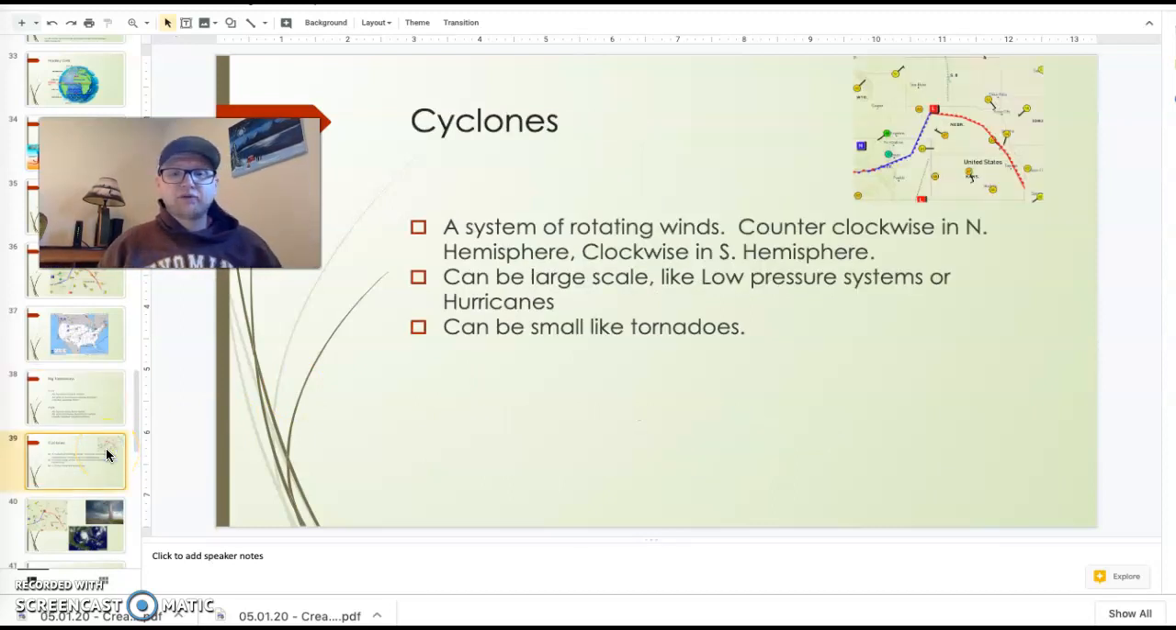And this kind of relates, well, definitely relates to cyclones. There are many different types of cyclones, but one of them are like these low pressure systems. A cyclone is simply a system of rotating winds. So rotating air is a cyclone. They go counterclockwise in the northern hemisphere, clockwise in the southern hemisphere. They can be super large scale like our low pressure systems or hurricanes, or they can be small like tornadoes, right? We have tornadoes with really severe weather. That's associated with low pressure and moving winds, right?